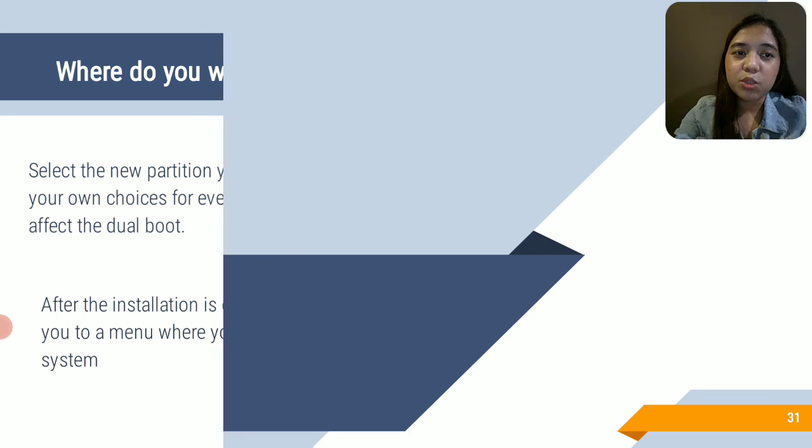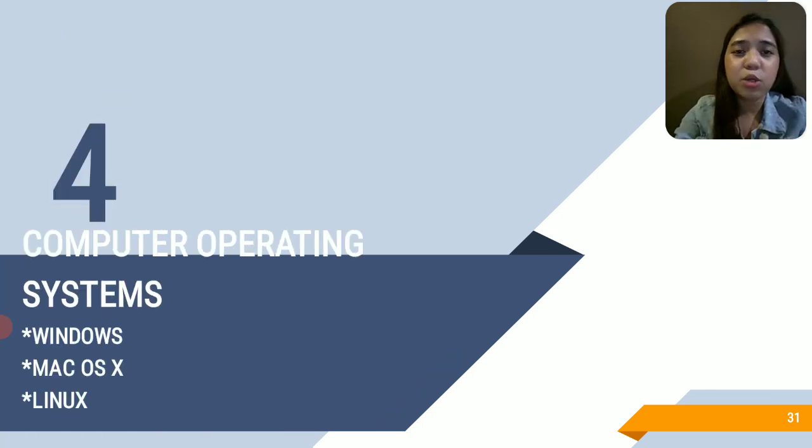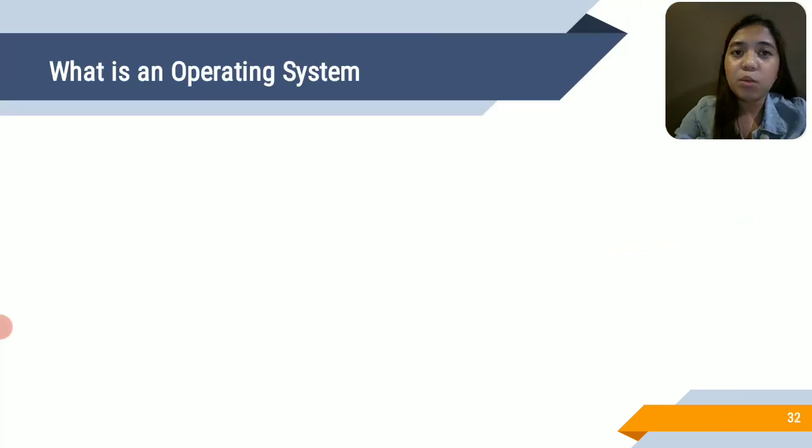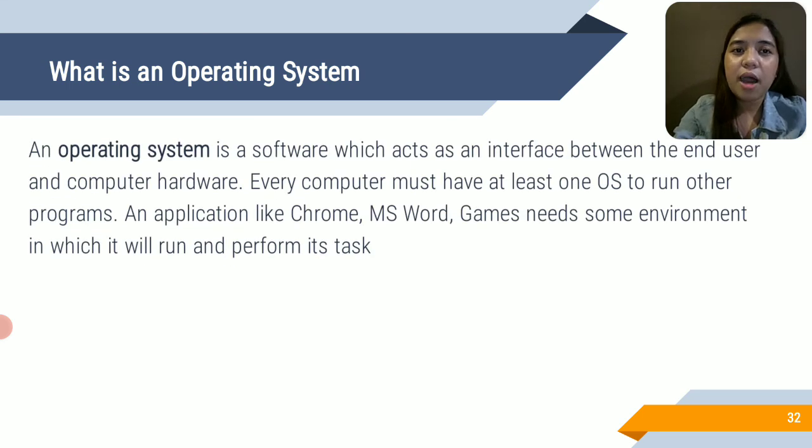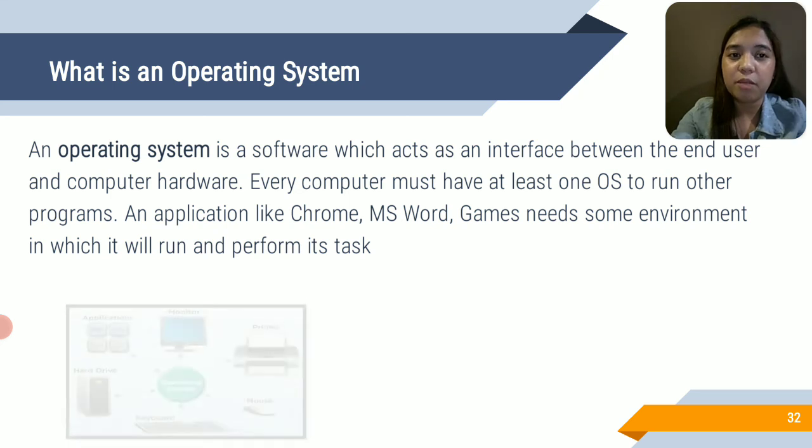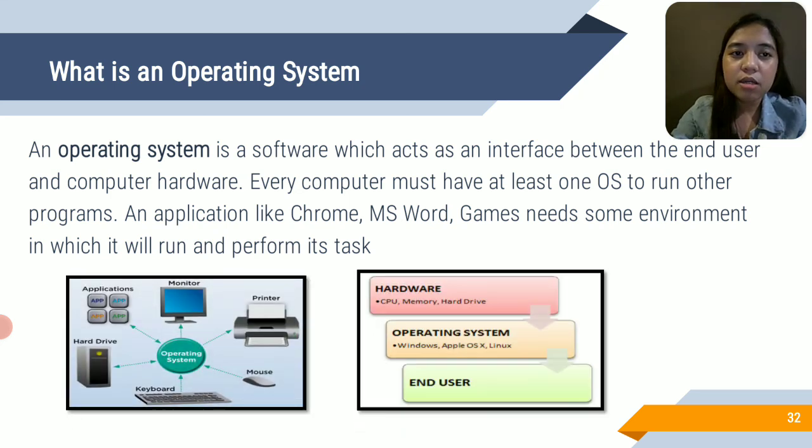Okay, so for topic number 4, we do have computer operating systems, which include Windows, Mac OS X, and Linux. And what is the operating system, or what could the OS be? An operating system is software which acts as an interface between the end user and programs and applications like Chrome, Microsoft Word, and games that need some environment in which to run and perform their tasks.